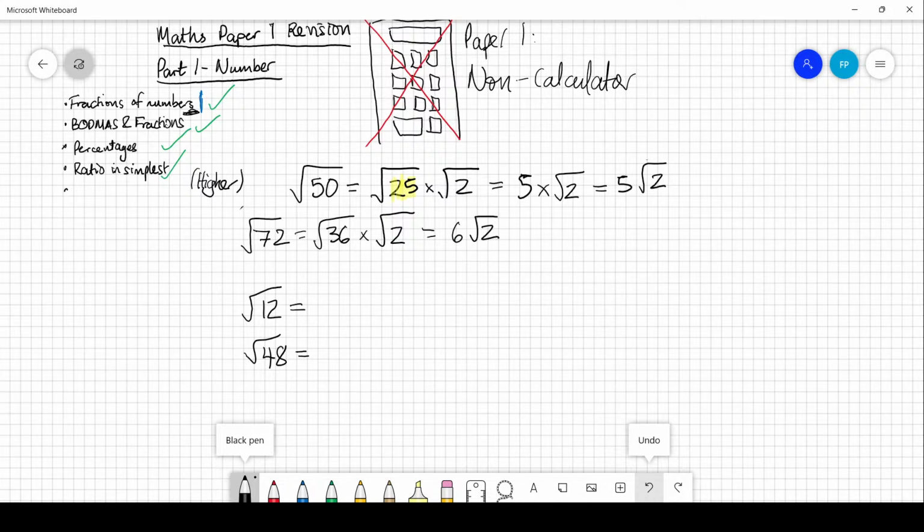The largest square number that will go into 12 will be the square root of 4. This will be multiplied by the square root of 3. So the simplified surd would be 2 root 3. And the square root of 48, the largest one will be 16 times the root 3. This will simplify to 4 root 3. So I'll give you a few seconds to write these down as examples.